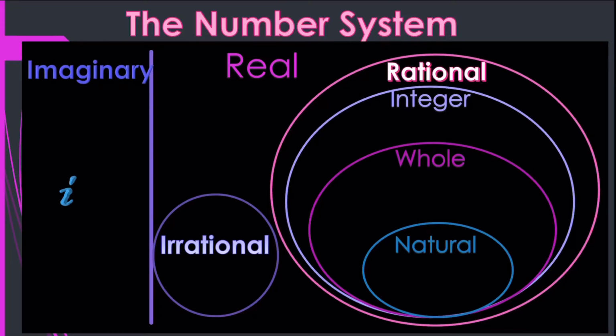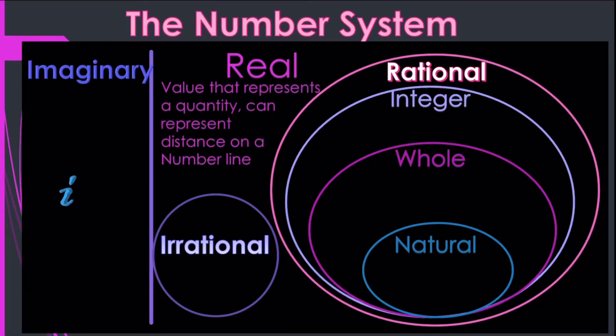What we're going to deal with, what we've been dealing with our whole math career, per se, are real numbers. So what are real numbers? Well, a real number is just any value that represents a quantity. So anything that represents something. A real number can be represented as distance on a number line. So all these fall in the real number realm. Now, within the real number system, you have rational or irrational numbers.